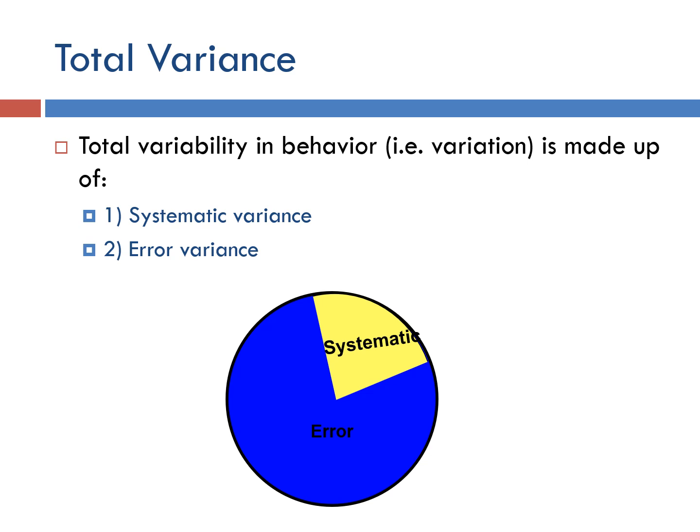So the total variability in the behavior is made up of two parts. And I mentioned these earlier, with researchers trying to make sure that what they are measuring is representative and that the variability is being picked up in their measurement tool. Because there's two types of variability. The first is the systematic variance, and the second is error variance.